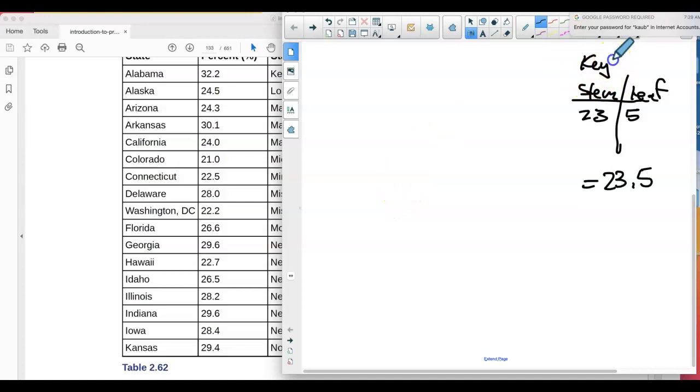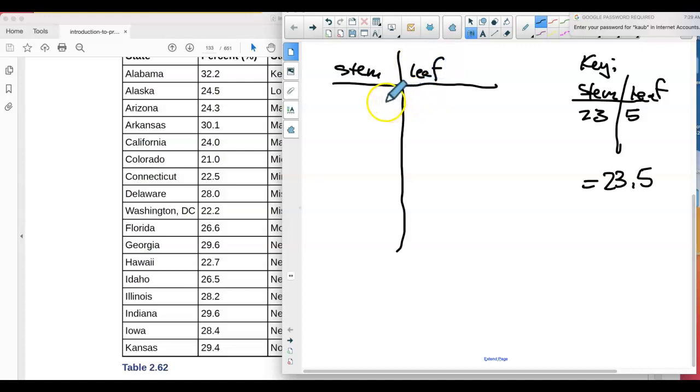Okay, so this is the key to that. When we're doing this, we have a stem and a leaf. The stem part is going to have 2 digits and the leaf is going to have 1. The leaf always has only 1 digit. We don't need to put a decimal in there.